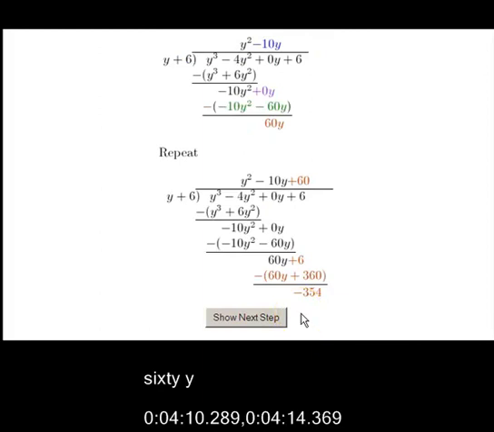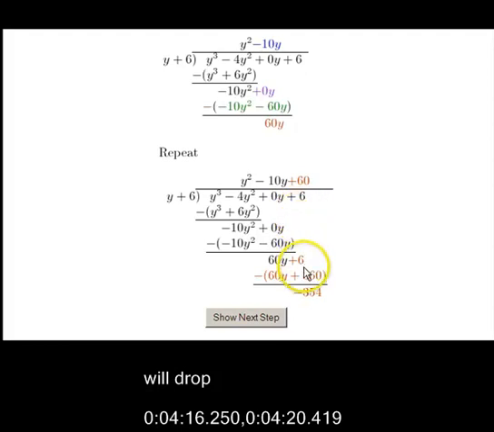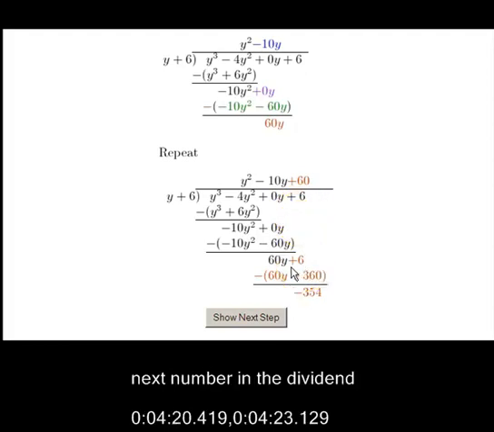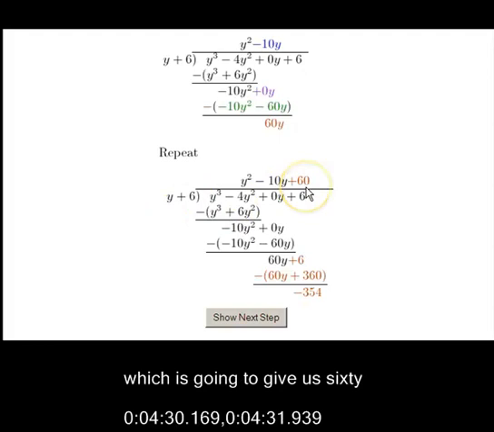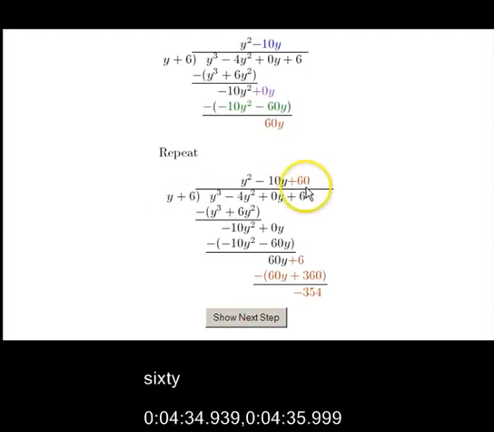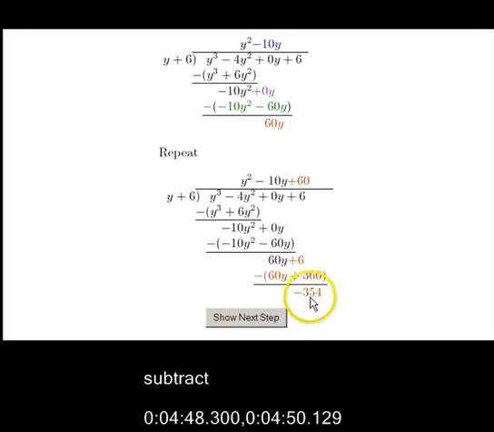We're going to repeat those 4 steps again. We will drop the next number in the dividend. We will divide the leading term here by this leading term, which is going to give us 60. And then we're going to multiply 60 by the divisor here. And we'll write that here. That will give us 60y plus 360. And then we will subtract. These will cancel. And we'll have negative 354.